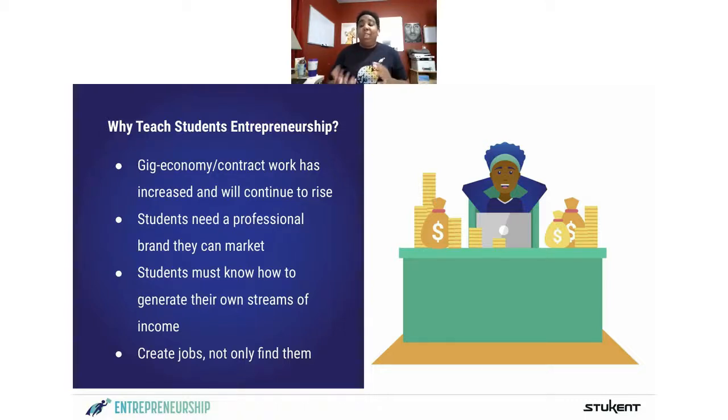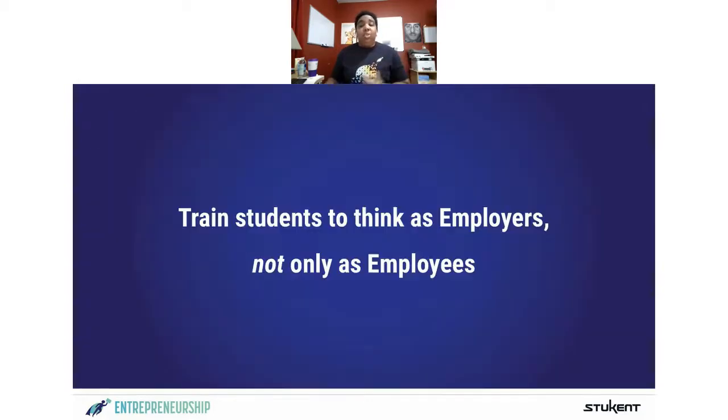Students need to understand both sides of the coin. They need a professional brand that they can market to help them get jobs or to help them be entrepreneurs. So it's really important that we teach this so they can help create jobs, not only find them, as the economy and the world continues to change. Training students to think as employers, not only as employees, can only help both sides.